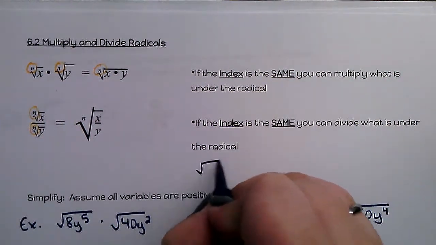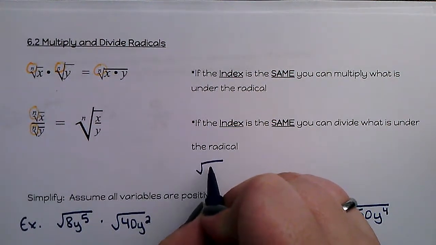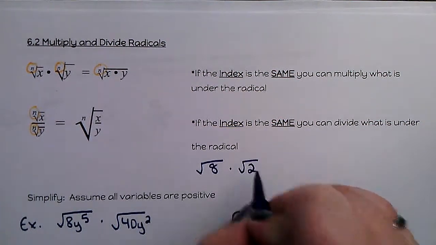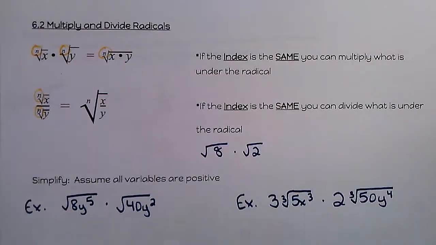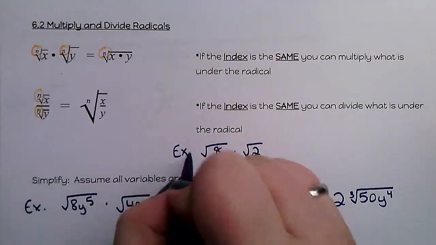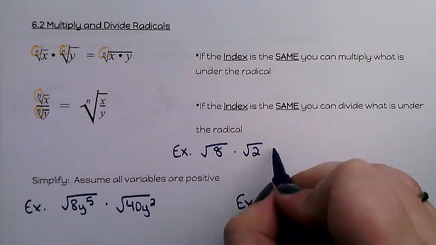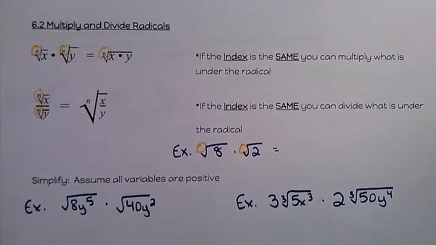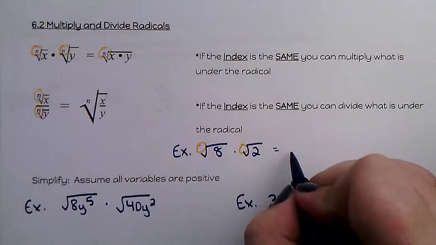Let's just do something easy, like the square root of 8 times the square root of 2. Okay, so if I'm going to do the square root of 8 times the square root of 2, first thing I'm going to do is check their index. Now notice there's no number in the index, so what does that tell us? Hopefully you remember that tells us the index is 2, so we can multiply these together.